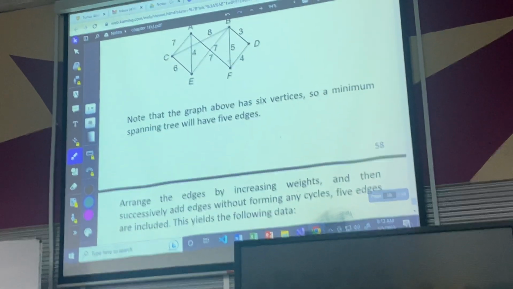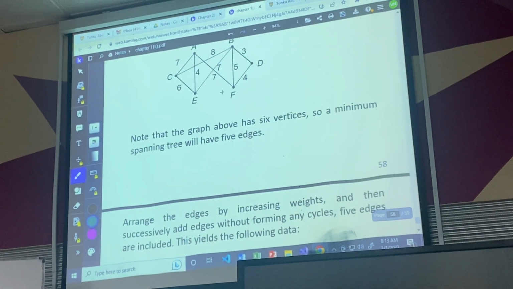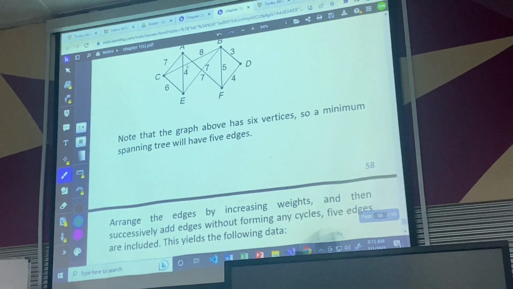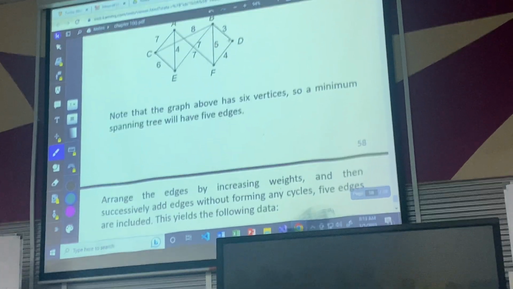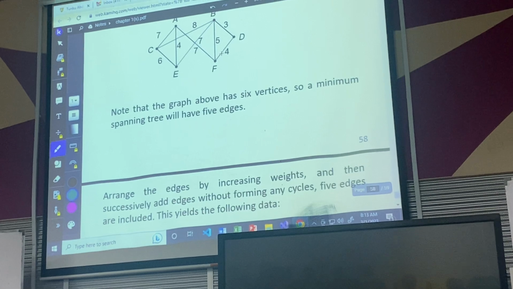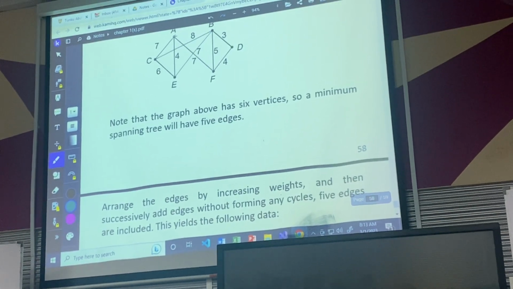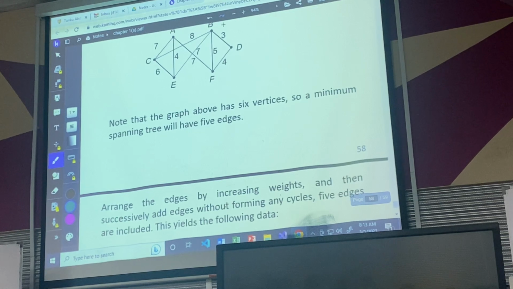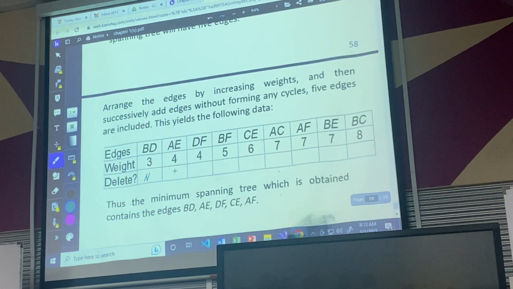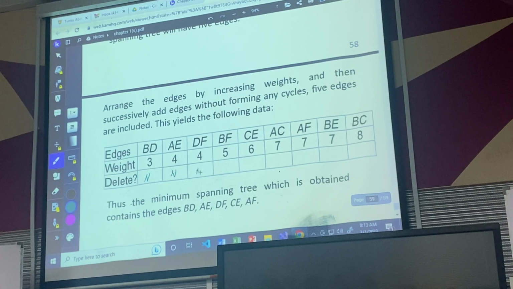Both of the 4s can be included in our spanning tree, because even though we choose both of them, we will not have any cycle inside the graph, right? Correct. So we need to include both of these 4. Okay, so these also will not be deleted.